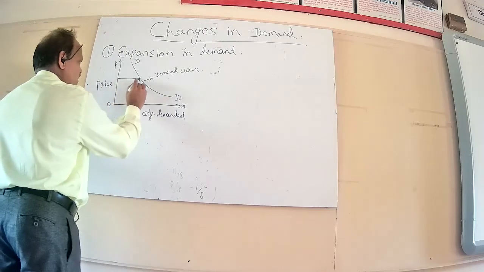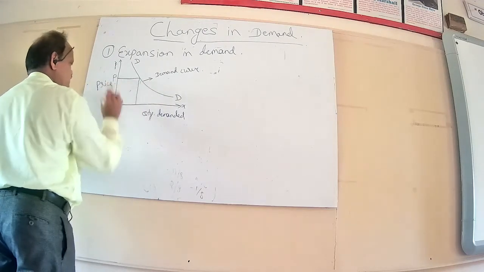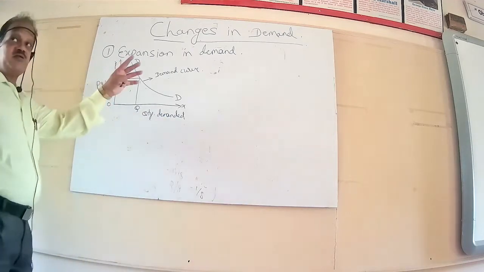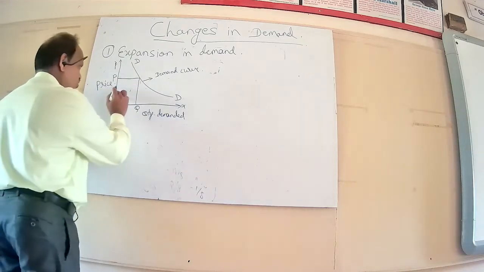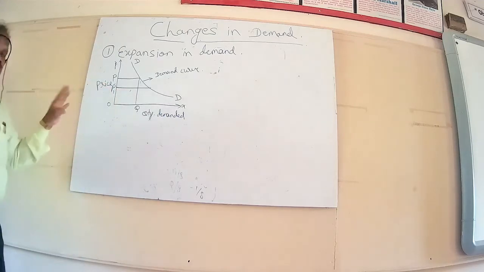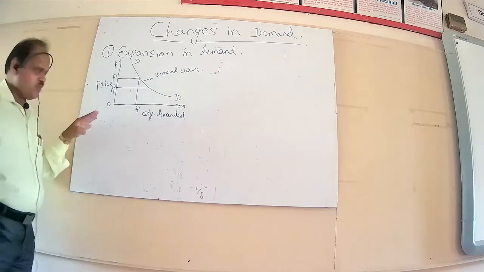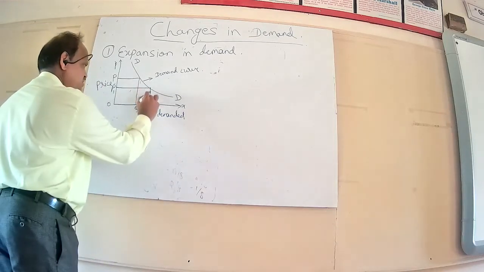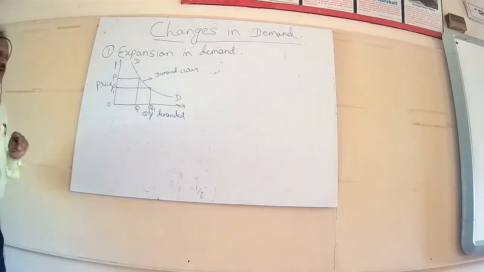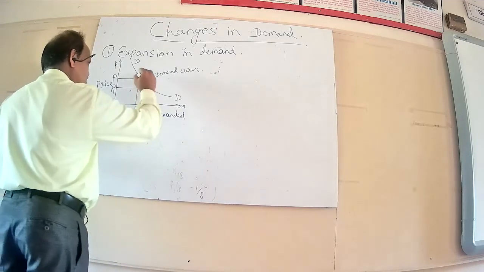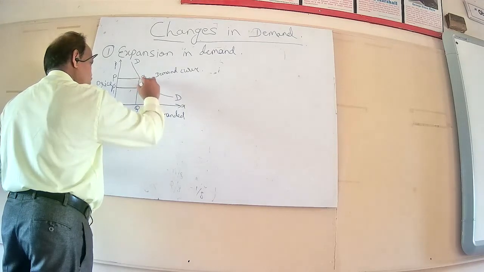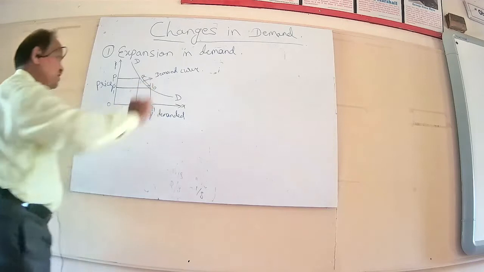When price was at OP level, quantity demanded was at OQ level. So expansion in demand indicates if more quantity is demanded at a lower price and price decreases to OP1, from OP to OP1, the quantity demanded extends to OQ1. So the consumer will move on the same demand curve here, AB. Consumer will move on the same demand curve from A to B.